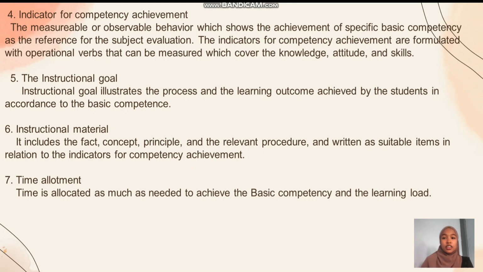5. The instructional goal. The instructional goal illustrates the process and learning outcome achieved by the student in accordance with the basic competence. 6. Instructional material includes the facts, concepts, principles, and relevant procedures, written as suitable items in relation to the indicators for competency achievement. 7.